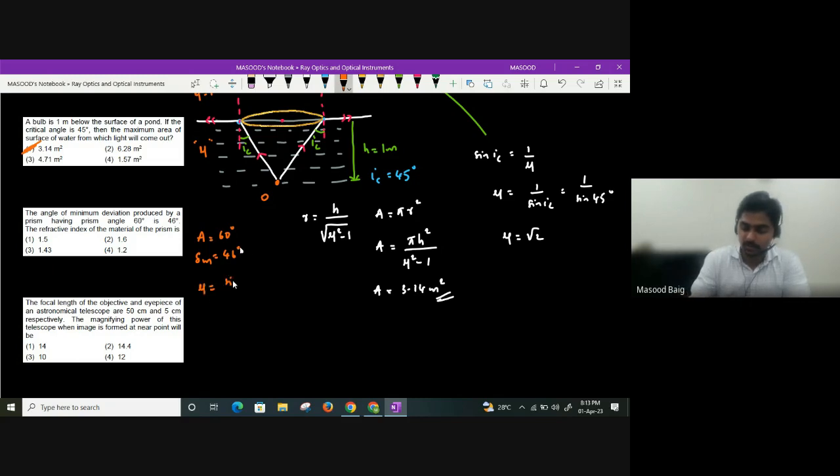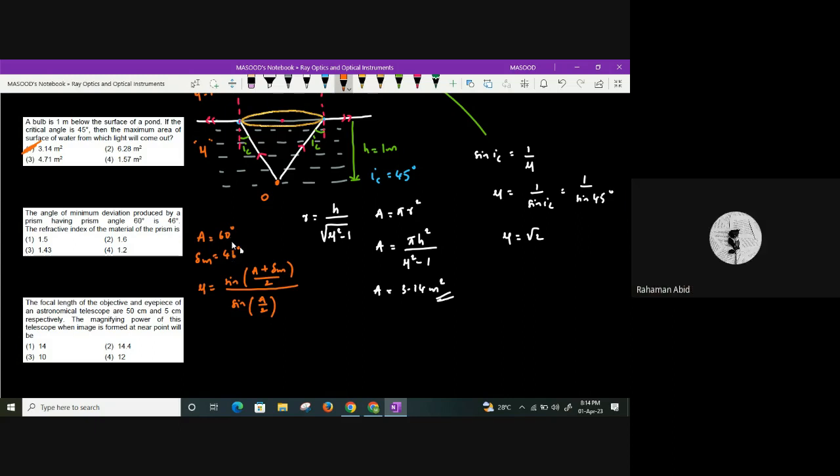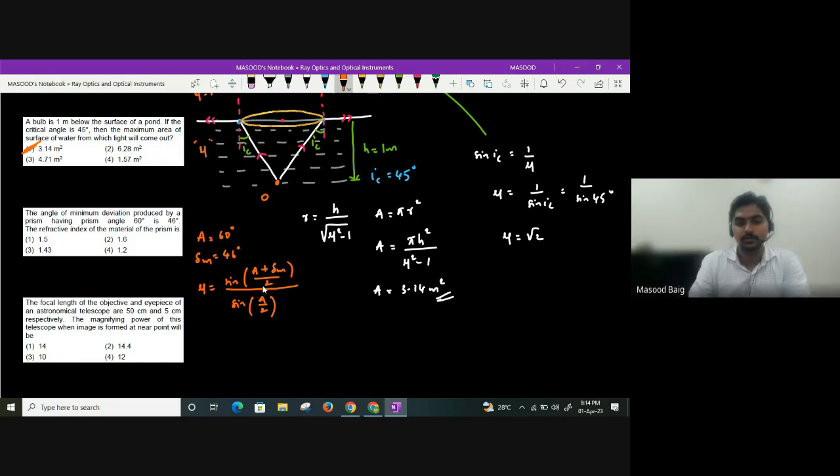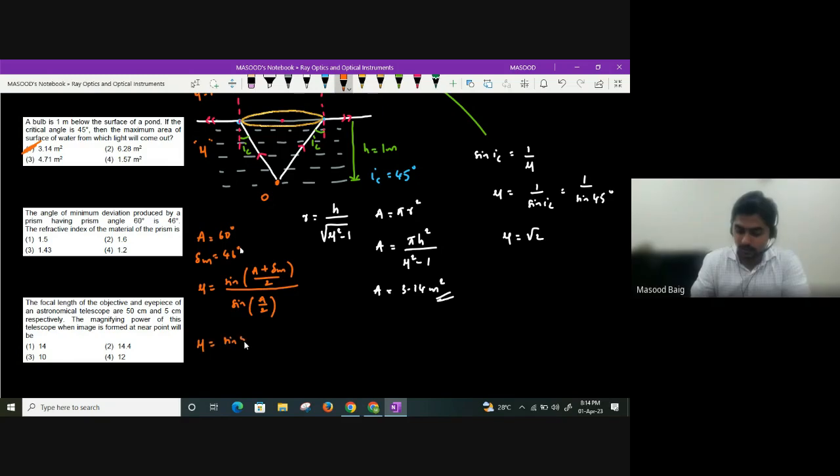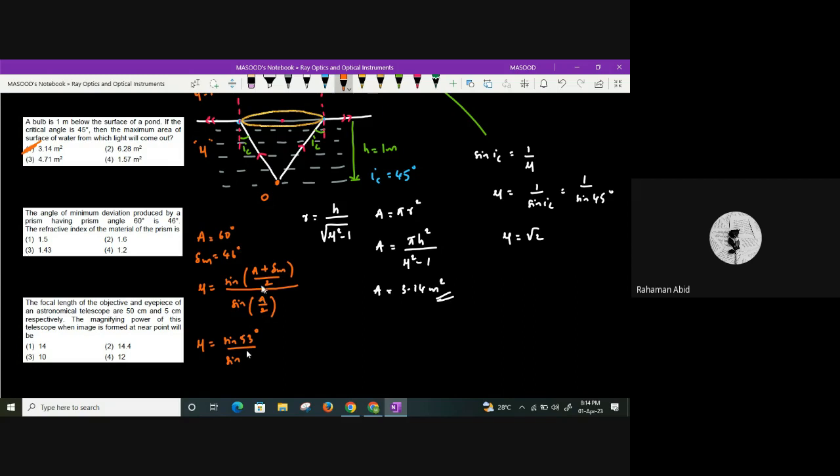It will be given as sine of (A plus delta minimum) divided by 2, whole divided by what, beta? Sine of A by 2. Yes or no? So what is 60 plus 46? 106. 106 by 2 will be 53 again. So what will I get mu value as? I'll get it as sine 53 divided by sine of 60 by 2, which will be 30.